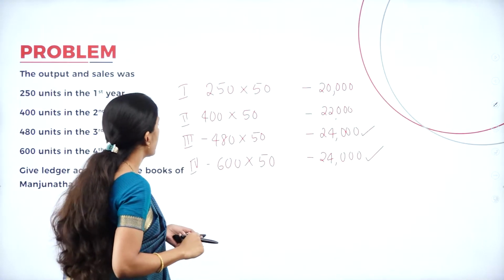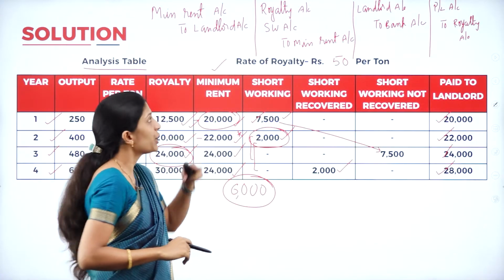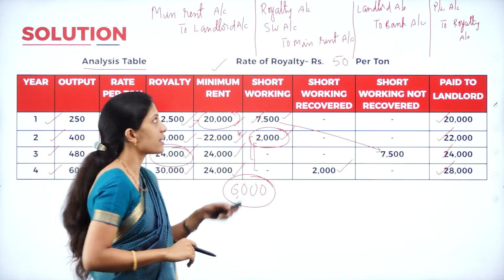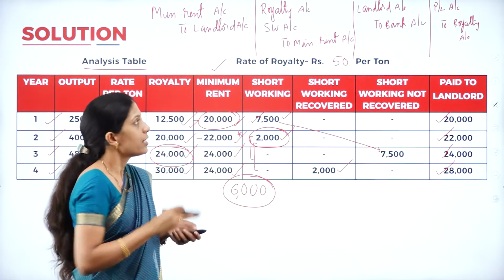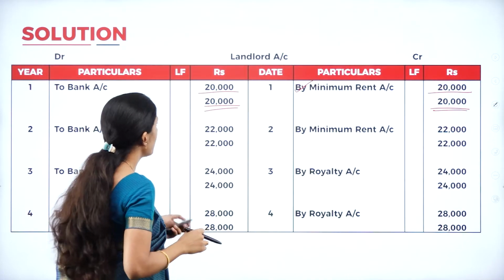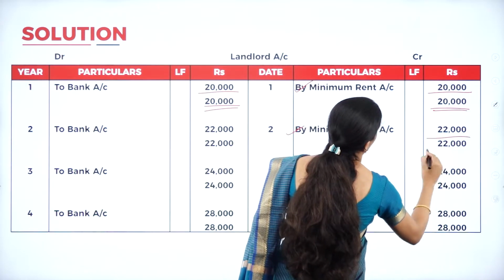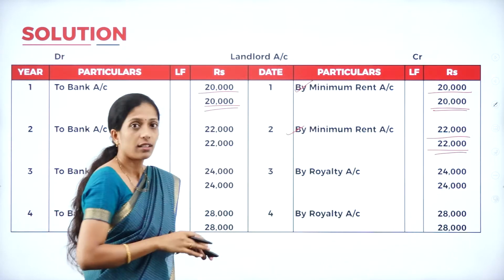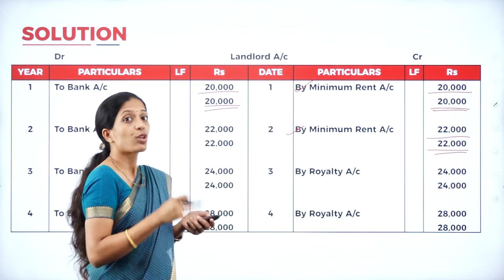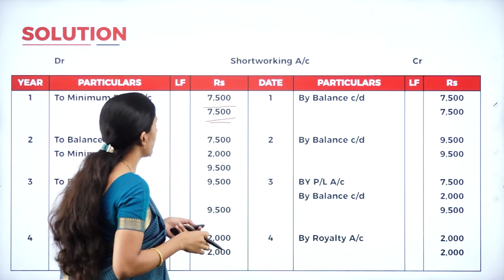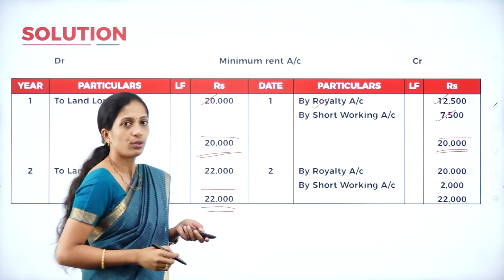Now come to the second year. So in the second year also, your minimum rent is greater than royalty. You will apply the same journal entries. Now come to the first one, minimum rent account debtor to landlord. So in landlord, how do you write? By minimum rent. So what is the minimum rent? 22,000. Okay. Now this is under landlord, that is by minimum rent. So in minimum rent, how do you write? To landlord. So in minimum rent, you will write to landlord 22,000.